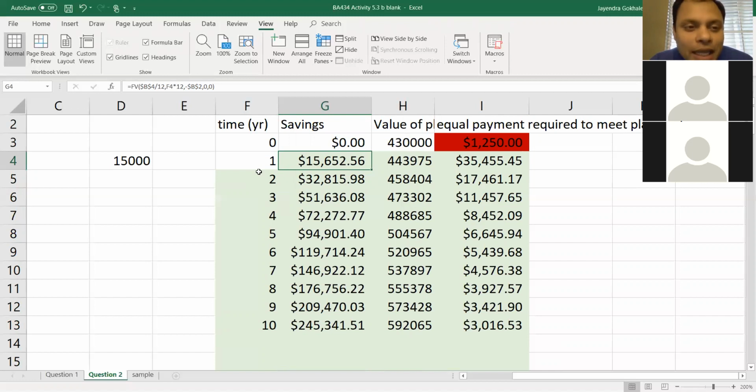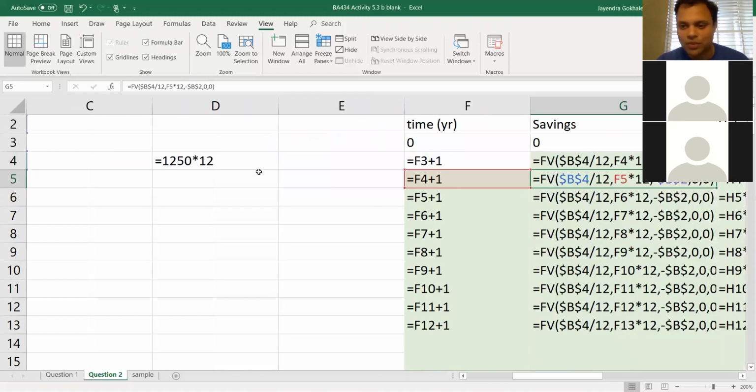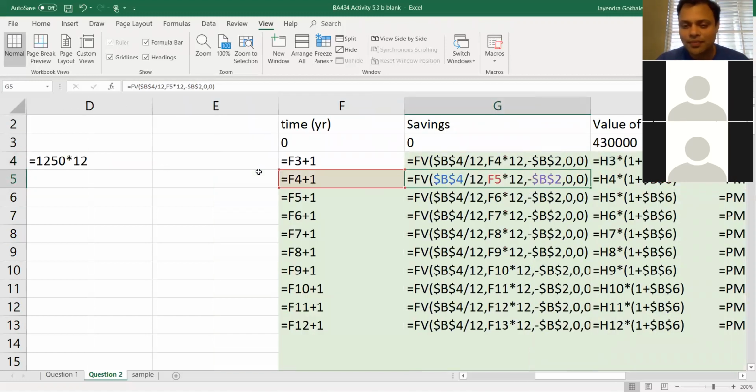Okay. That could be because, have you looked at the formula? So let's go to the second year. Let's look at our formula. Here is a formula. Check your formula, compare it with mine. Should be B4 by 12. B4 is invariant, has to have dollar signs. F5 times 12, that is the number of periods you've saved up so far, minus B2 or I3, doesn't matter to me. Okay, B2 is the payment that you make.